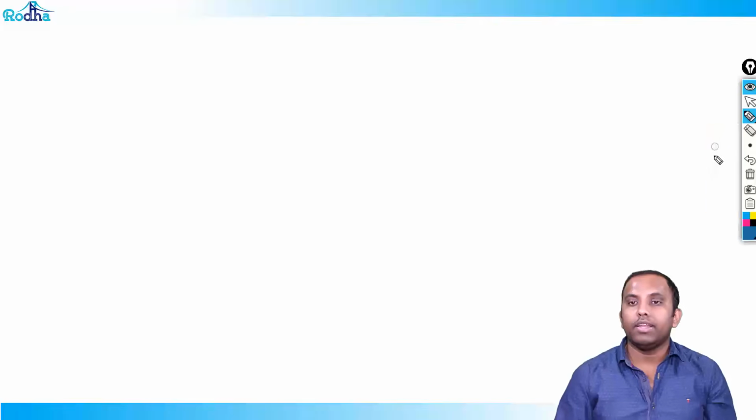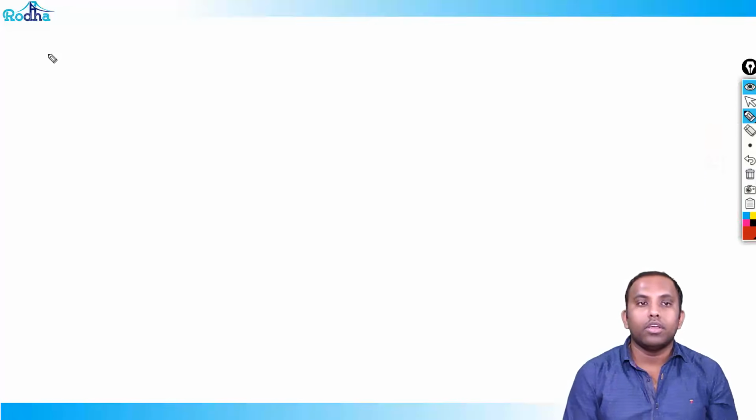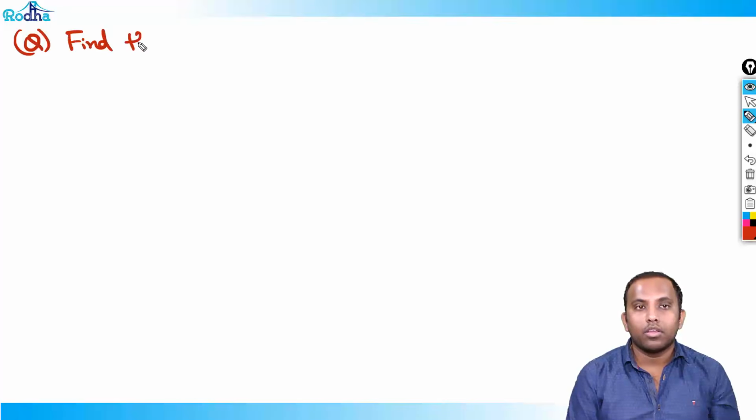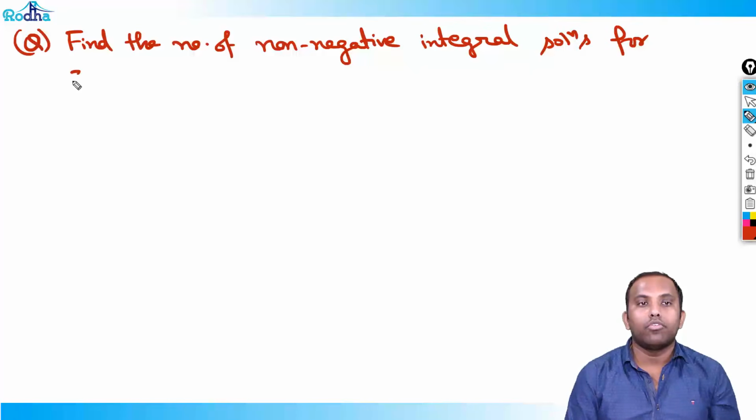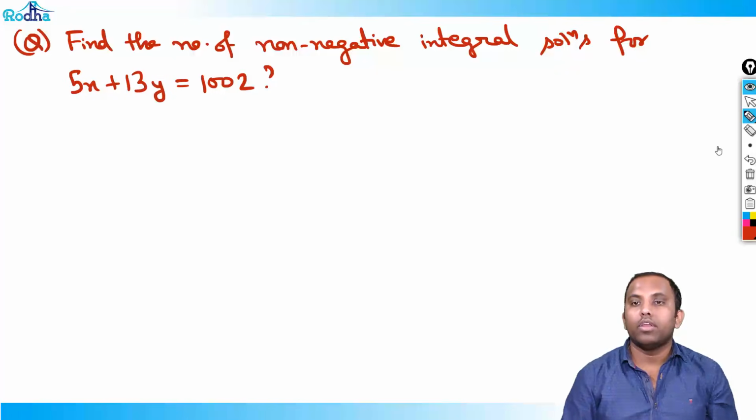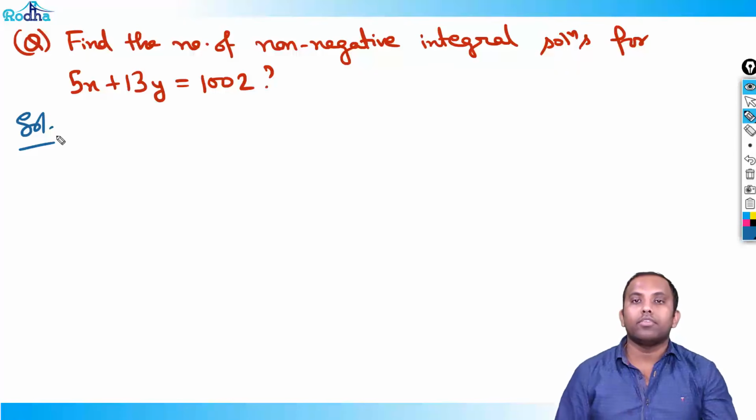Find the number of non-negative integral solutions. Please solve this question. Find the number of non-negative integral solutions for the equation 5x plus 13y is equal to 1002.